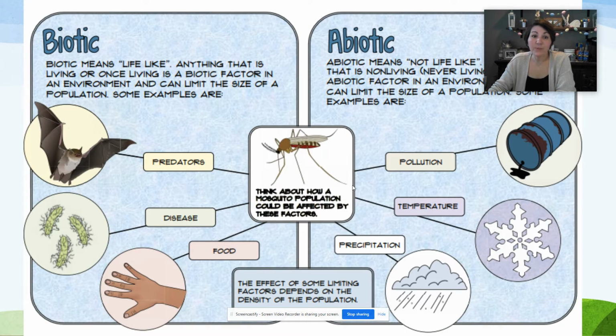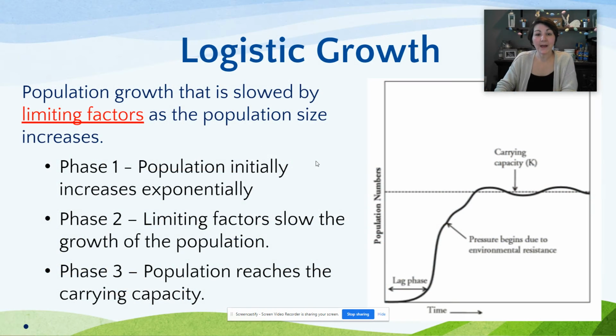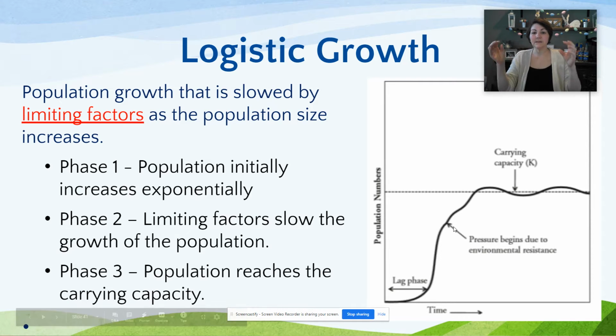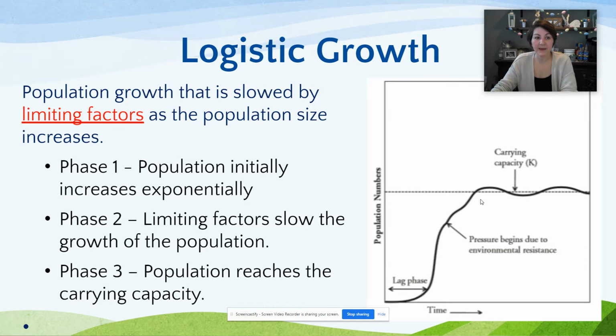Limiting factors can be both biotic and abiotic. So there are living things that control other living things like predators and disease, and there's non-living things like pollution and temperature that control population. But altogether, what happens is our exponential growth is slowed by limiting factors, and it turns into what we call logistic growth. So logistic growth might look exponential at first. So in the beginning, you can see that J curve right away. But we quickly see the limiting factors start to work on the population and start to slow the growth of that population down until it reaches what we call the carrying capacity.